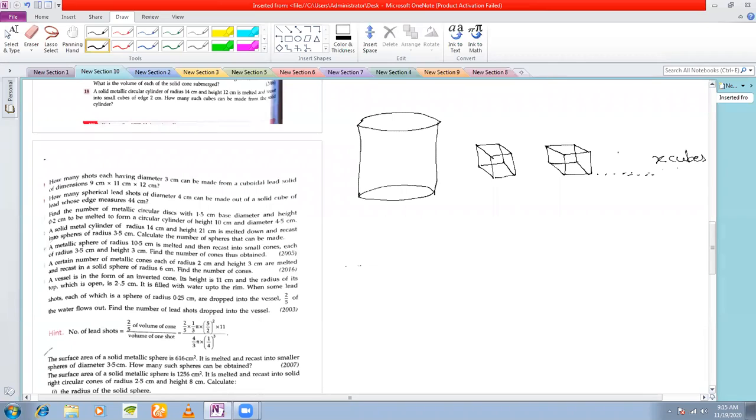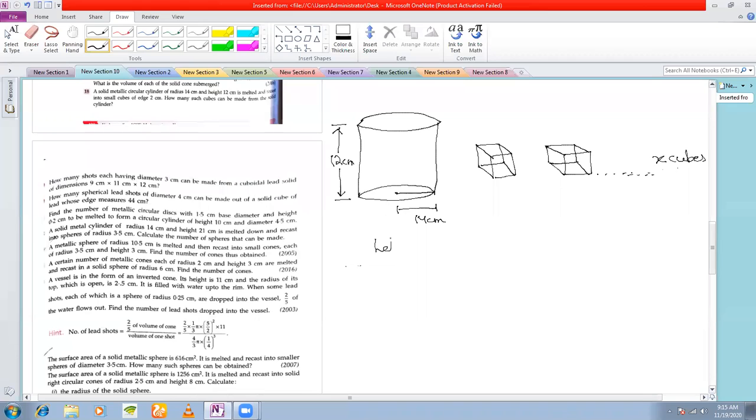And what are the dimensions of the cylinder given? The radius of the cylinder is given to be 14 centimeters, and the height of this cylinder is given to be 12 centimeters. This is exactly the kind of problem that we have discussed back in your class 9, when a cuboid was getting converted into cubes. So what should we do here?